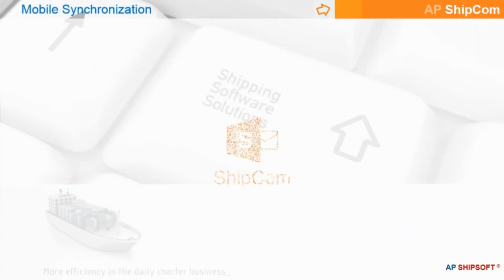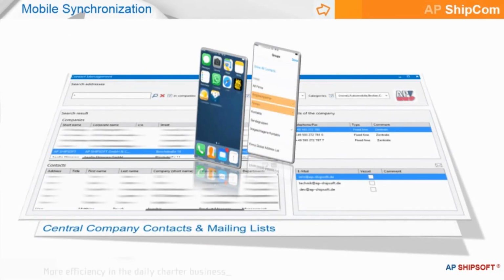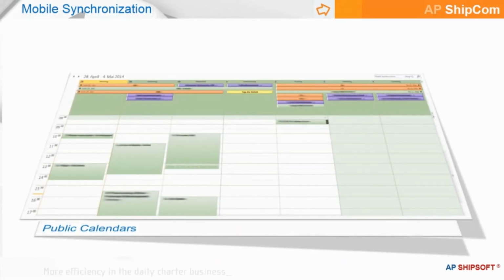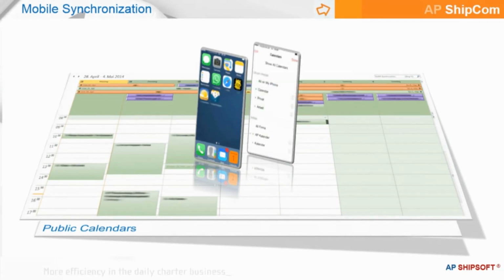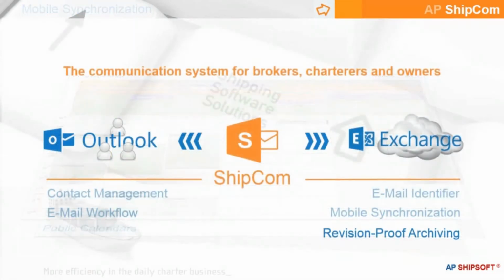Mobile Synchronization. Shipcom provides the synchronization of your central company contacts and mailing lists with your mobile device. The synchronization of public calendars makes the daily business more efficient for everybody in your team and your success.